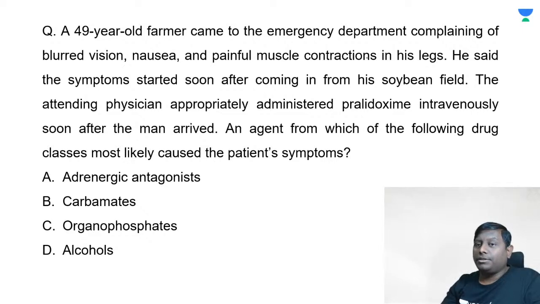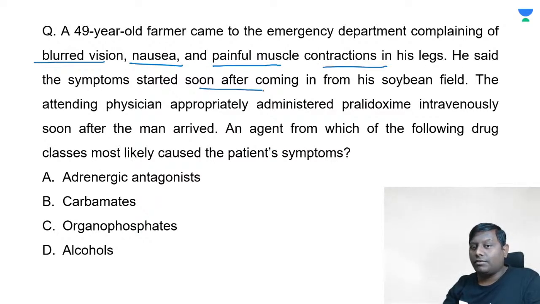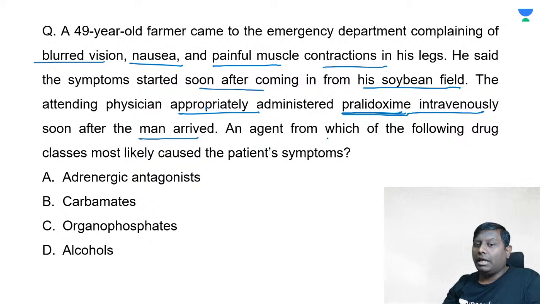A 49-year-old farmer came to the emergency department complaining of blurred vision, nausea, and painful muscle contraction in his leg. He said the symptoms started soon after coming from his soybean field. The attending physician appropriately administered pralidoxime IV. Soon after, the man improved. An agent from which of the following drug classes most likely caused the patient's symptoms?